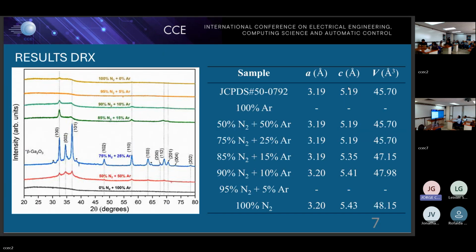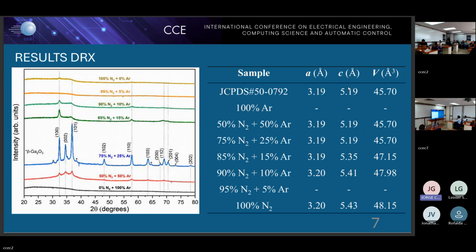And the results of XRD: we can see visually that the best results were for percentages close to the middle, 50 and 70%. At the extremes, with 100% and 90%, we have poor crystallinity, and at 0% nitrogen, it was also poor.